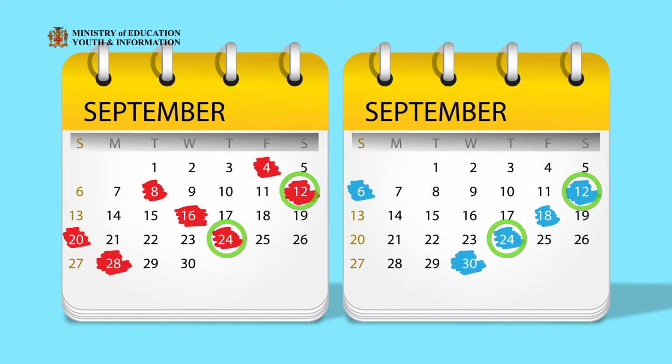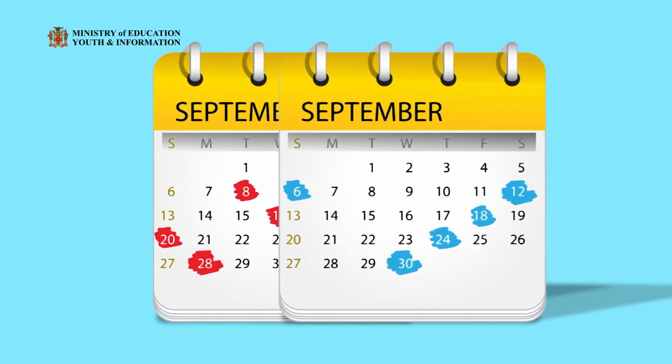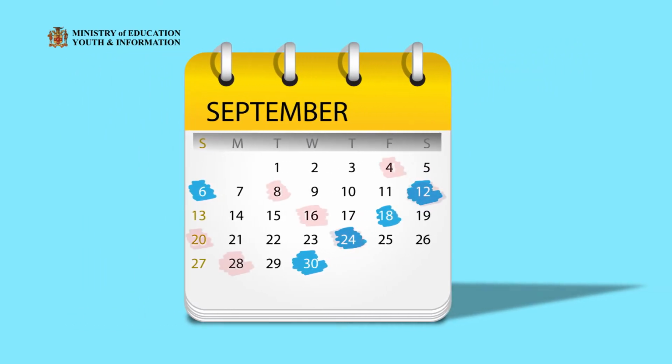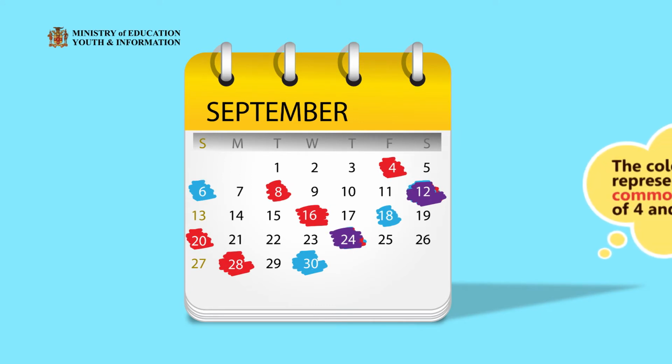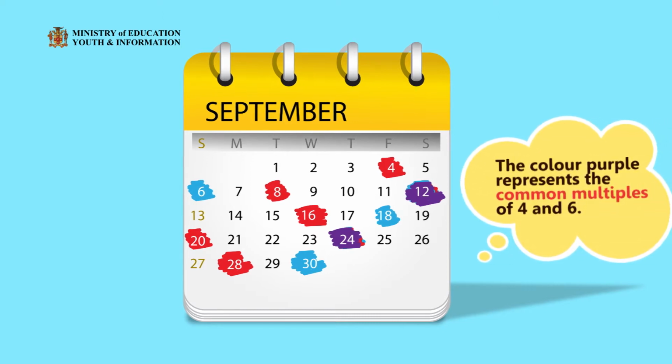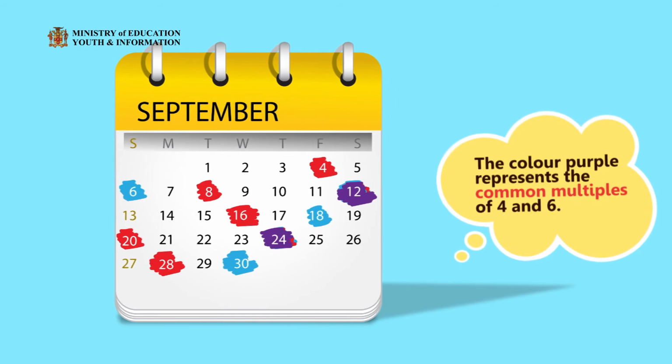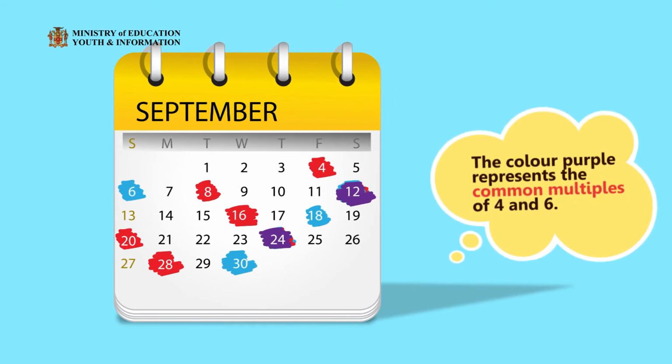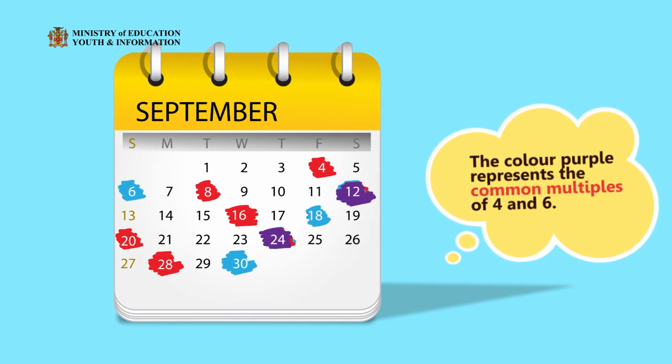Oh, do you remember the color wheel? Red and blue when mixed give the secondary color purple. So what does the color purple represent in this instance? Yes, the color purple represents the common multiples of 4 and 6.